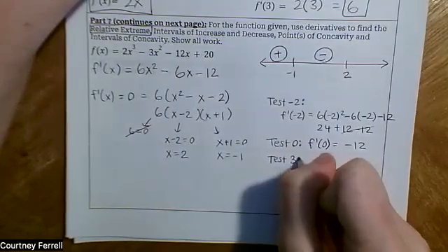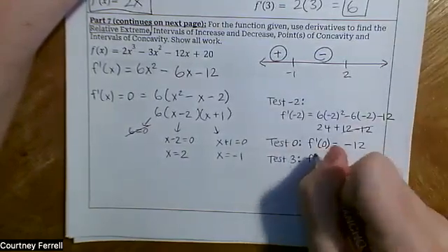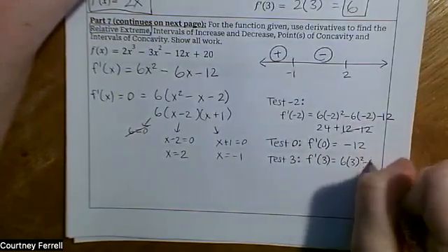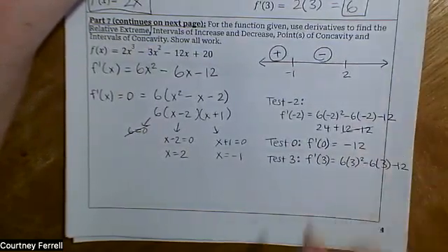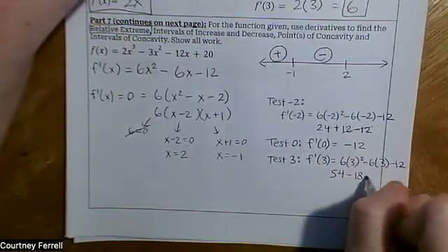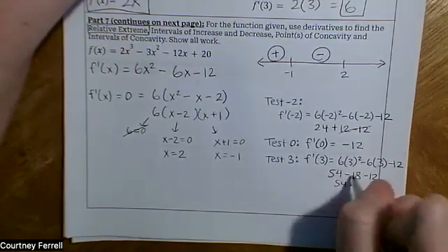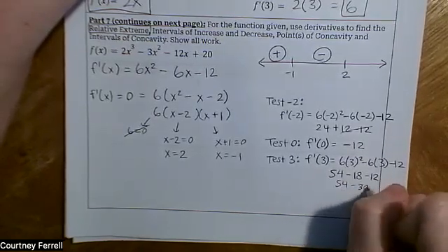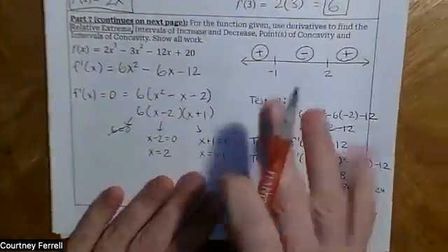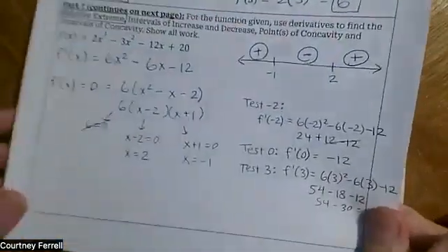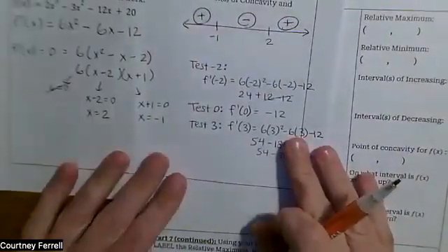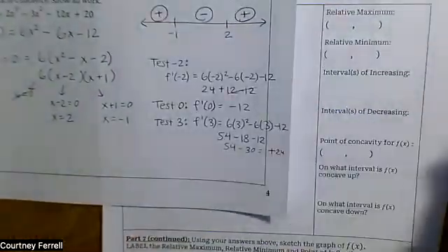Okay. All right. After 2, 3. I'm going to test 3 because that's a number that's in this interval. So the derivative at 3 would give me 6 times 3 squared minus 6 times 3 minus 12. 9 times 6 is 54 minus 18 minus 12. 54 minus 30 equals a positive 24. Positive. Okay. So I'm going to pause here and take this information over to my next page. I'm going to hold it like this so we can see where all the info is coming from.